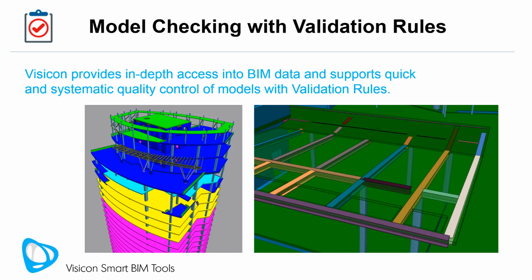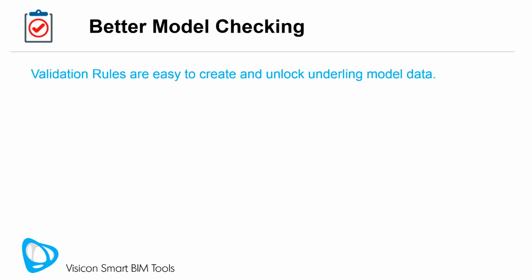This video describes how to check models with validation rules. Visicon provides in-depth access into BIM data and supports quick and systematic quality control of models with validation rules. Validation rules are easy to create and unlock underlying model data. Use them to visualize data or quality control your model.